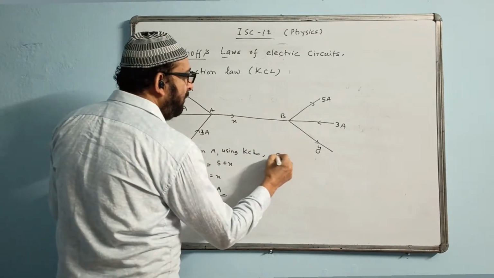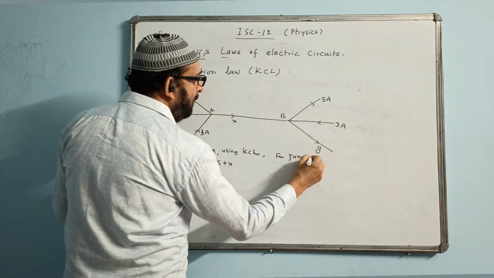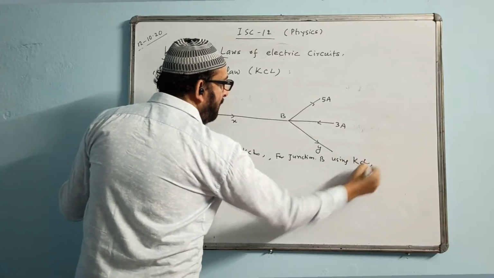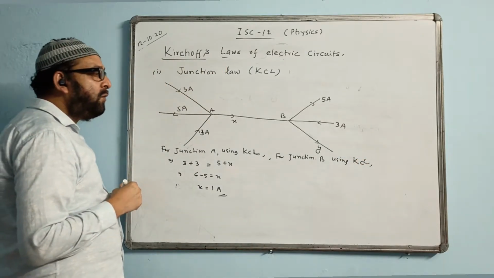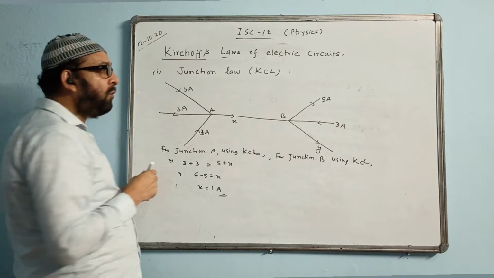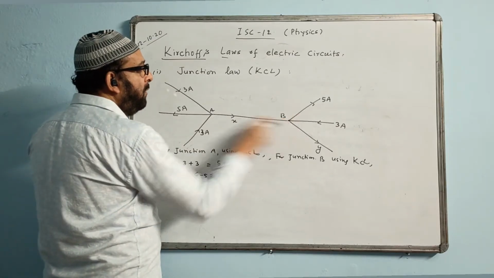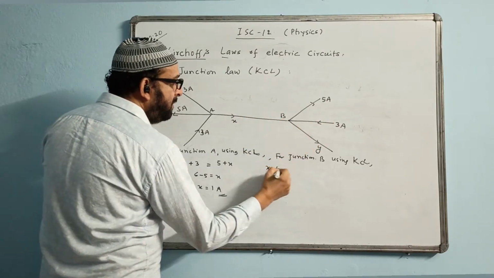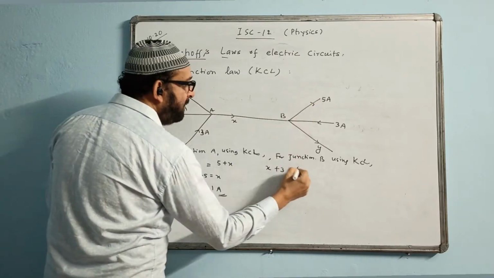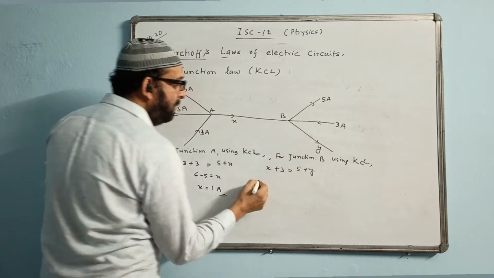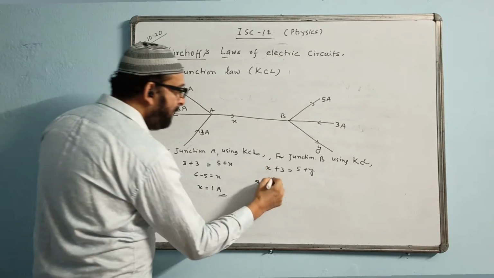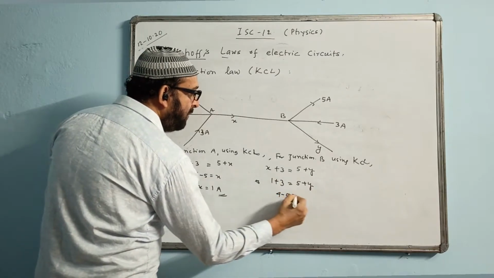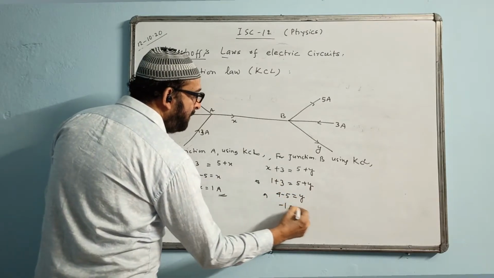Now I'll take another junction, junction B. In the same way, for junction B, if you use Kirchhoff's current law, how do we apply it? What are the currents towards this point? The first current is x, towards. The other current towards is 3. What are the currents away? 5 is away and y is away. The x value is 1 ampere. Put 1 plus 3 is equal to 5 plus y. 4 minus 5 is the value of y. Minus 1 ampere is the value of y.